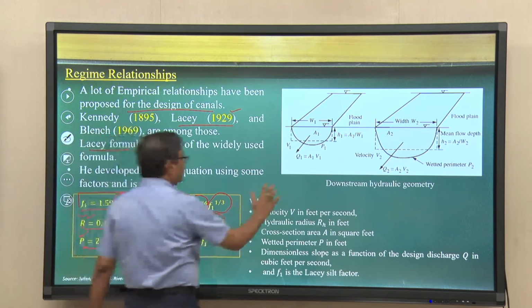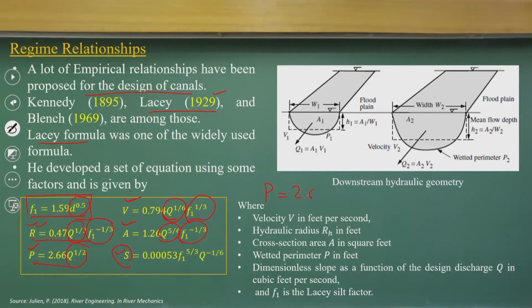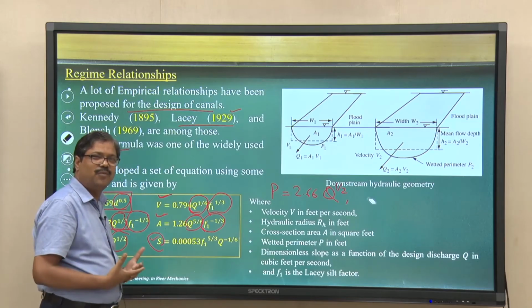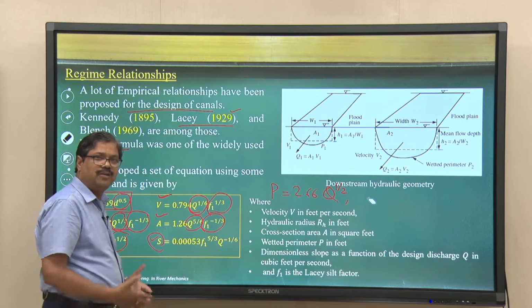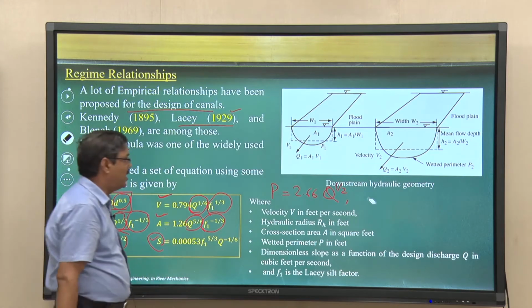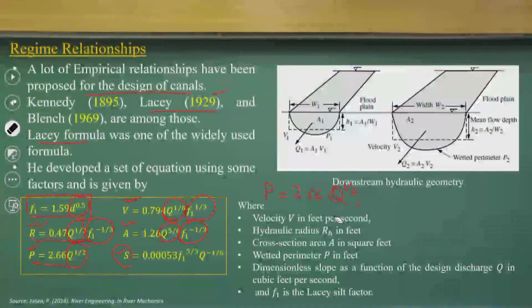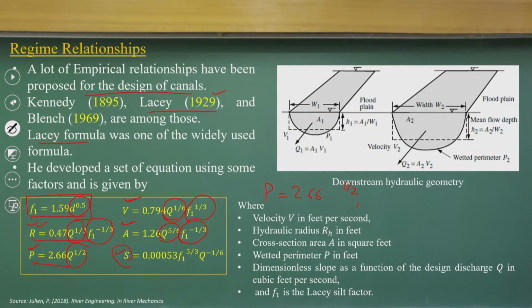The P is equal to 2.66 Q to the power half. It is very easy. If you look at these equations, what we rewrite, the P, the wetted perimeter, is equal to 2.66 times the square root of discharge. Okay. So, that means it just depends upon the flow. So, the wetted perimeter of an equilibrium channel depends only on the discharge value, only the discharge value. And that is a power of 1/2.